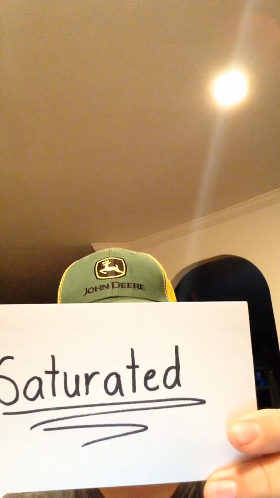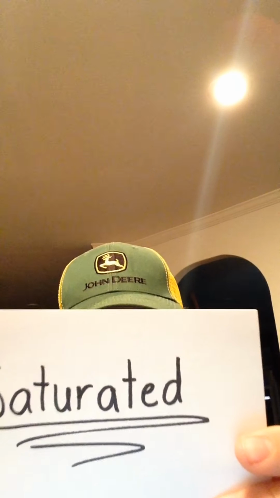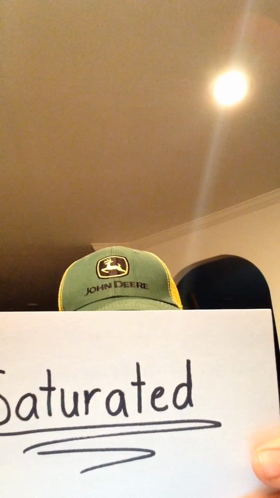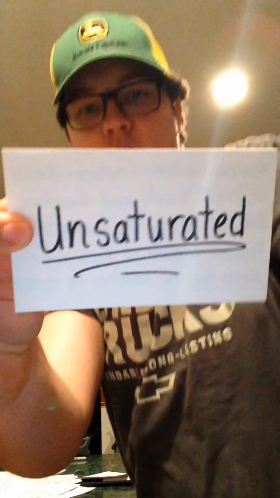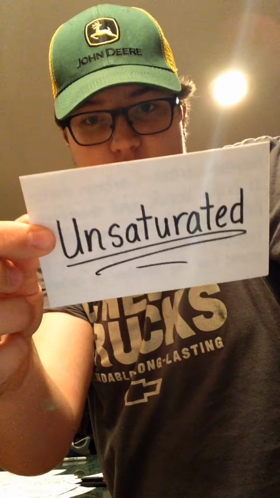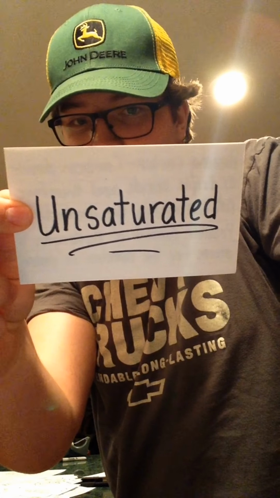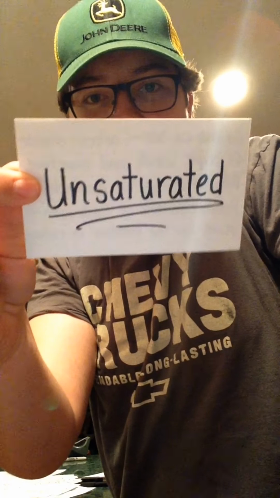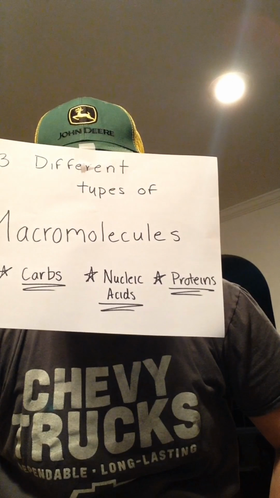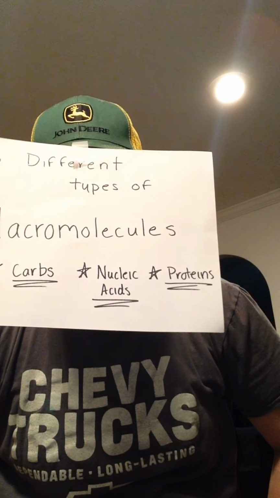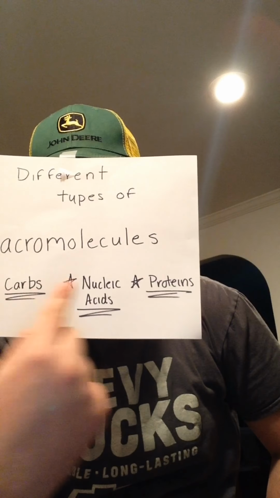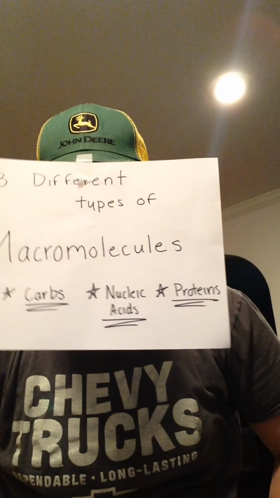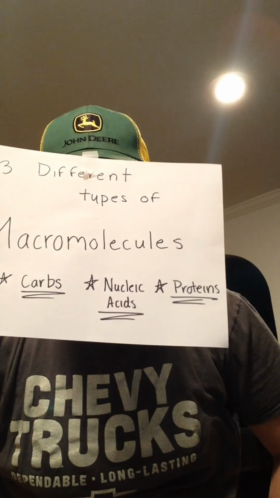Saturated. Containing the greatest possible number of hydrogen atoms and so having no carbon to carbon double or triple bonds. Finally, unsaturated. Having carbon to carbon double or triple bonds and therefore not containing the greatest possible number of hydrogen atoms for the number of carbons. And that, ladies and gentlemen, are the 3 different types of macromolecules and all the different terms that go with them.